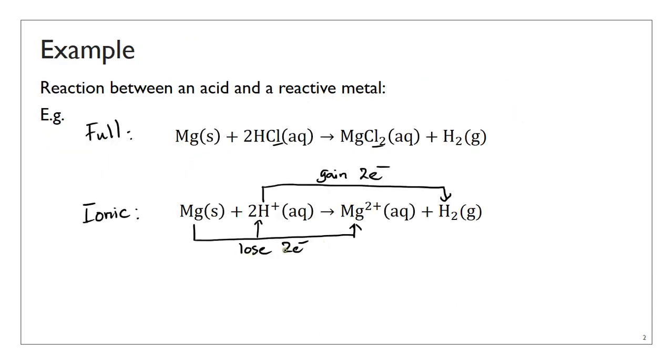Magnesium has lost 2 electrons to become magnesium 2+. So this process is actually oxidation. And hydrogen ions have gained 2 electrons to become hydrogen gas. So this process is reduction. So that's oxidation and that's reduction.